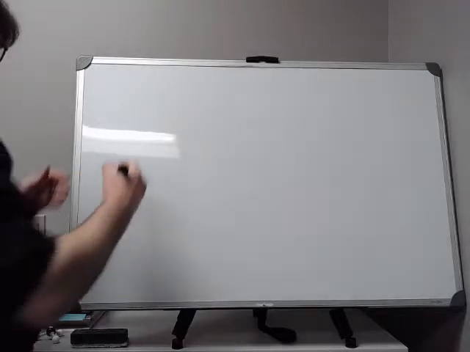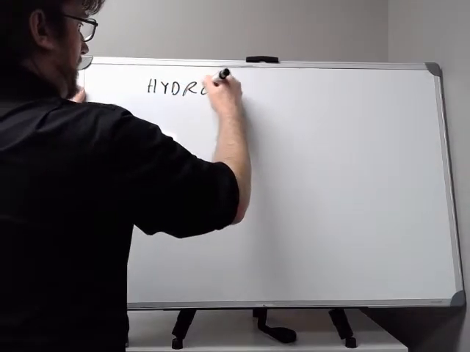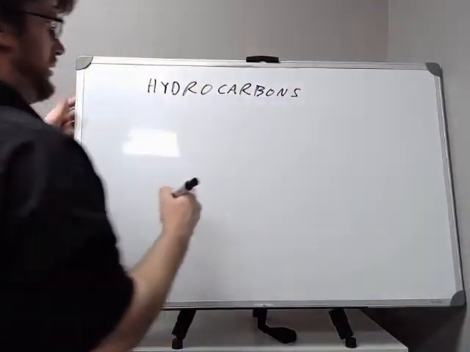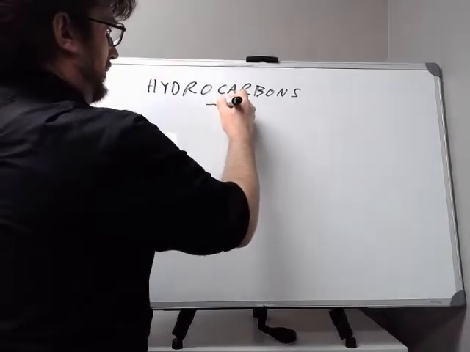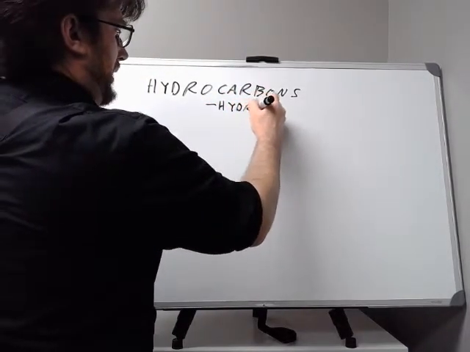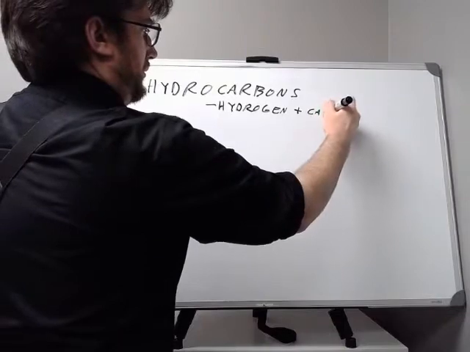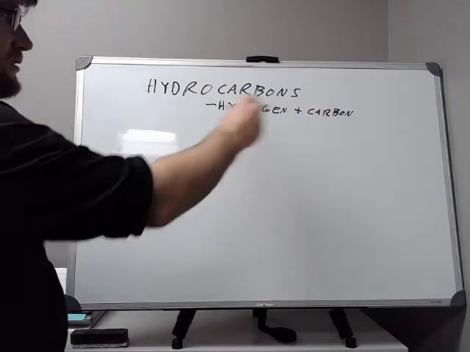Alright, in this video we'll be looking at hydrocarbons, specifically alkanes, and how to name them. So again, we have hydrocarbons. Hydrocarbons are molecules that are made up entirely of hydrogen and carbon. So there'll be no other elements in the hydrocarbon.